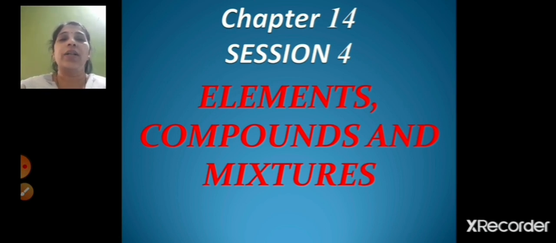Then we saw what a mixture is. A mixture is formed by mixing different elements or compounds. The proportion of the various components used in a mixture is not fixed, and in a mixture no new substances form and no chemical change takes place.